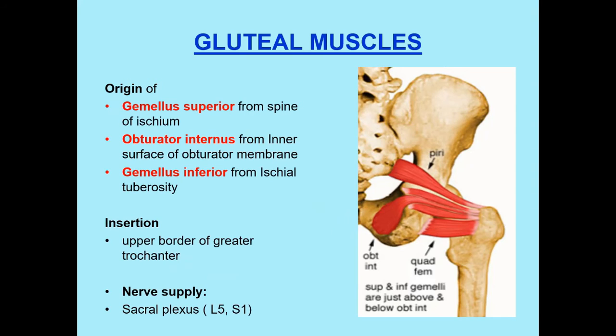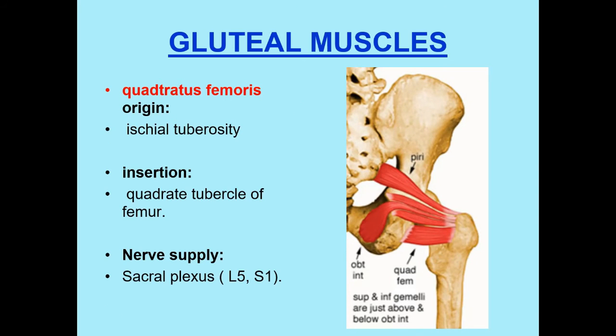Now, the origin of gemellus superior is from the spine of the ischium. The origin of obturator internus is from the inner surface of the obturator membrane. The origin of gemellus inferior is from the ischial tuberosity. Insertion is at the upper border of the greater trochanter. Nerve supply of these muscles is from the sacral plexus. Root values are L5 and S1.